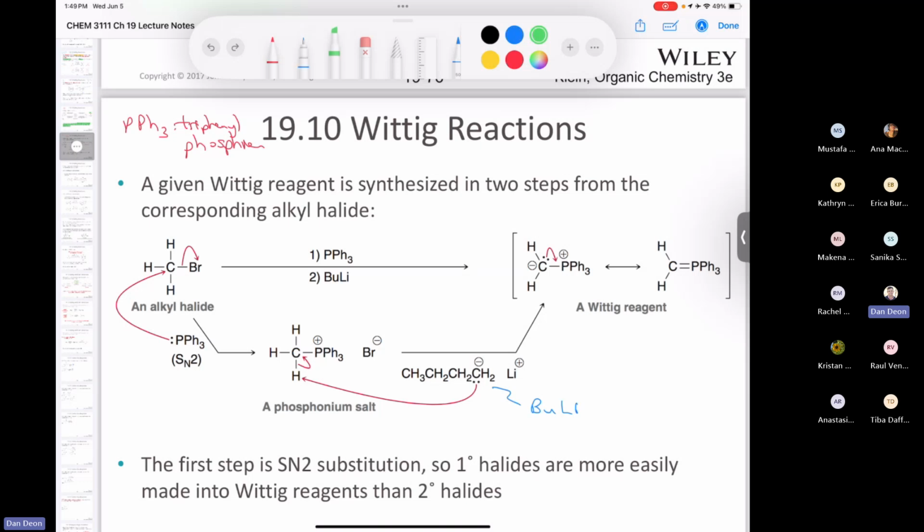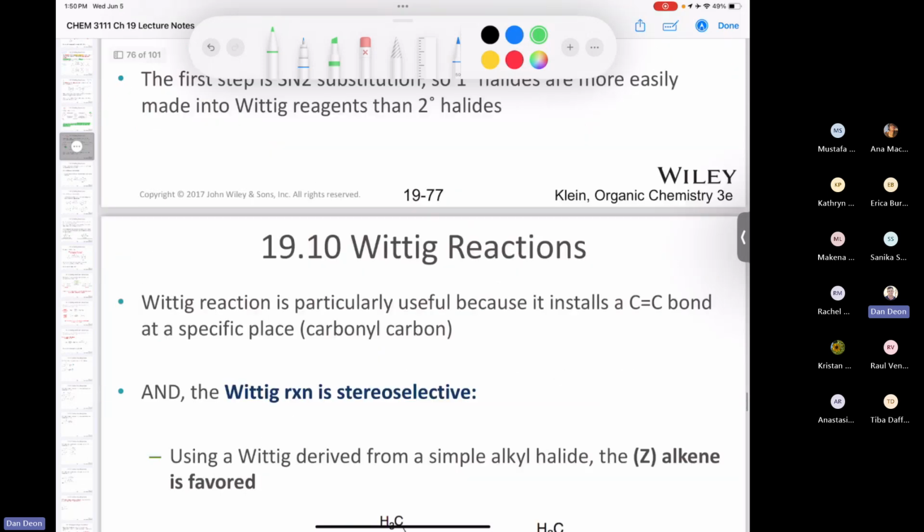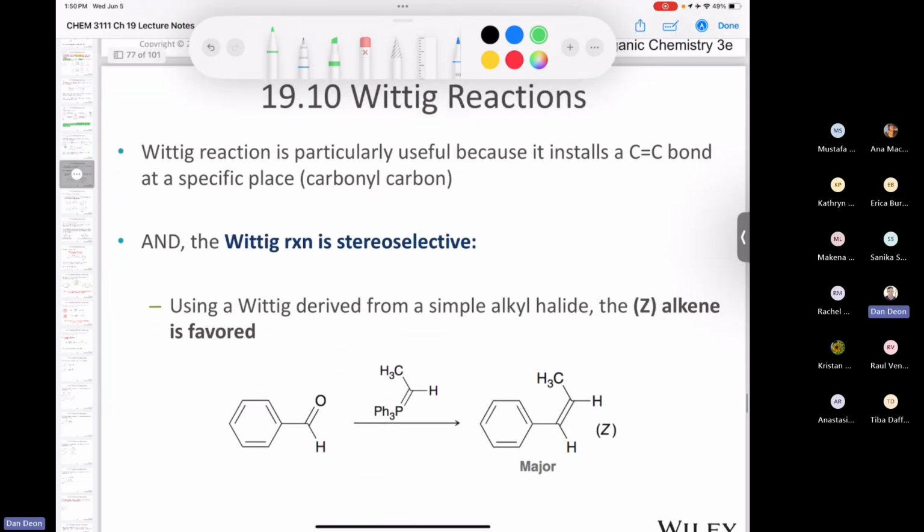You've got to remember that this first reaction is an SN2 reaction, okay? So what does that tell you about your alkyl halide? It's going to be best if it's methyl or primary. Secondary will work some, and tertiary is not going to work at all. Okay, you're going to get no SN2 on a tertiary alkyl halide. So there we go.